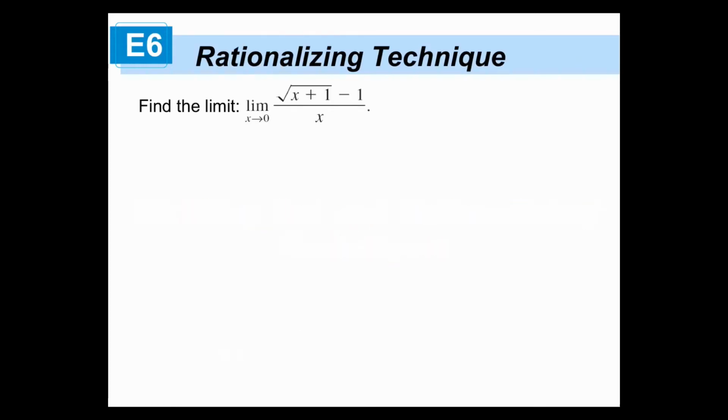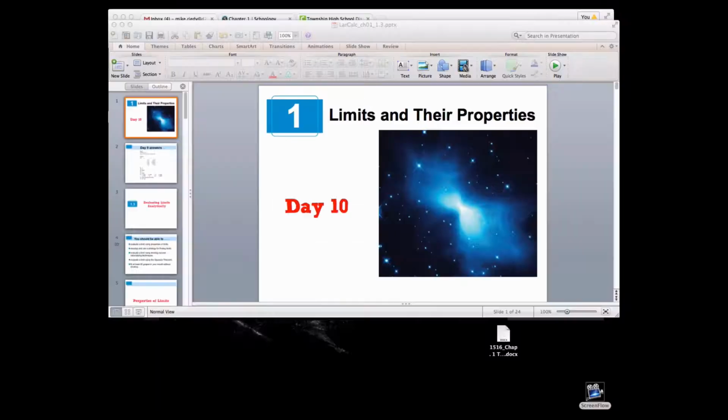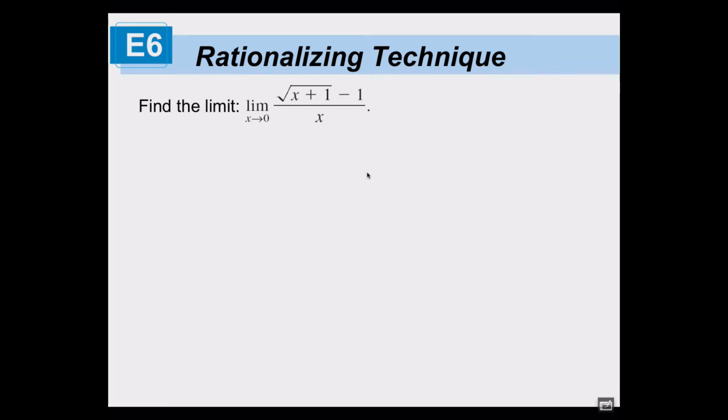Okay, how about that guy? It seems fairly nasty. It's actually not too bad. What do we do first? Plug and chug. Does plug and chug work? No. Nope, we get 0 over 0. So therefore, we need to come up with a different strategy. I'm going to give you a word. You tell me what it means. What is a conjugate?